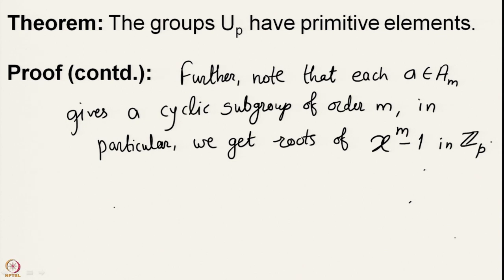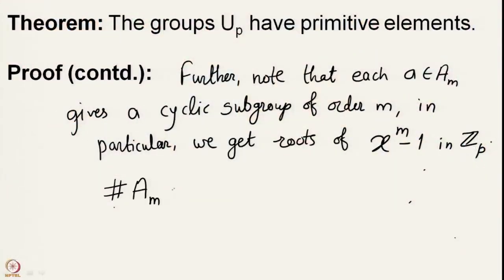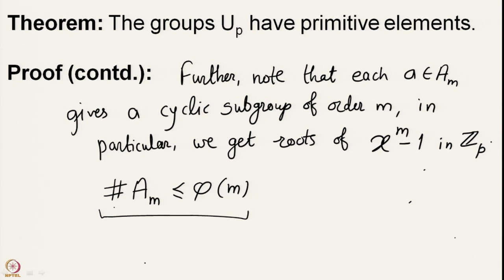But once we have roots of this polynomial, it should immediately strike you that a polynomial of degree M cannot have more than M roots. So, what we get is that the cardinality of AM is also less than or equal to phi M. This is because once you have one element generating a cyclic group of order M, in that cyclic subgroup you will have phi M elements of order M. If you have any more elements of order M, it should give you at least one more element outside this cyclic group, and then the polynomial x to the M minus 1 will have more than M solutions. This is something which cannot happen. So, whenever the cardinality of AM is non-zero, you will actually have that the cardinality of AM is exactly equal to phi M.